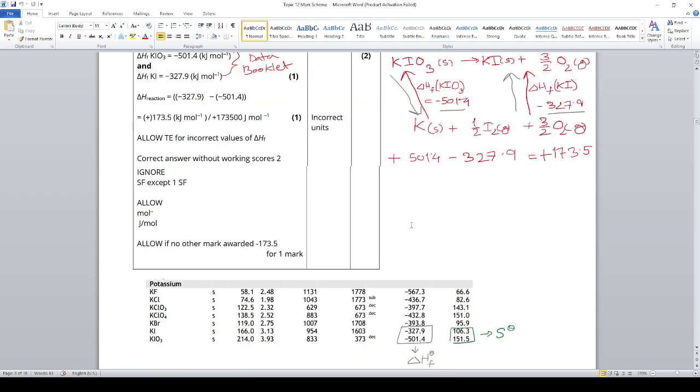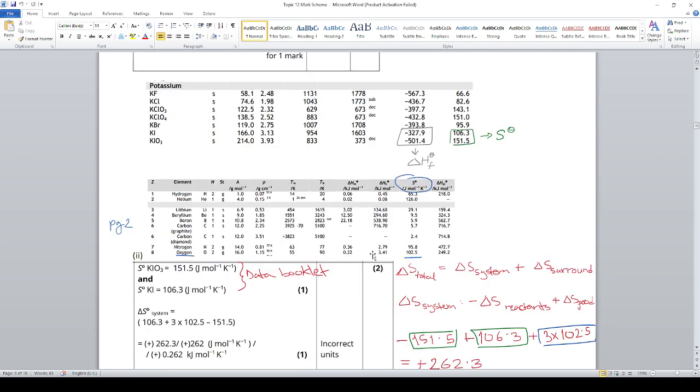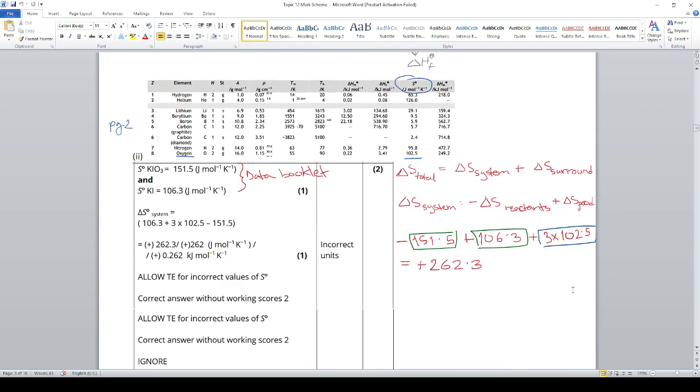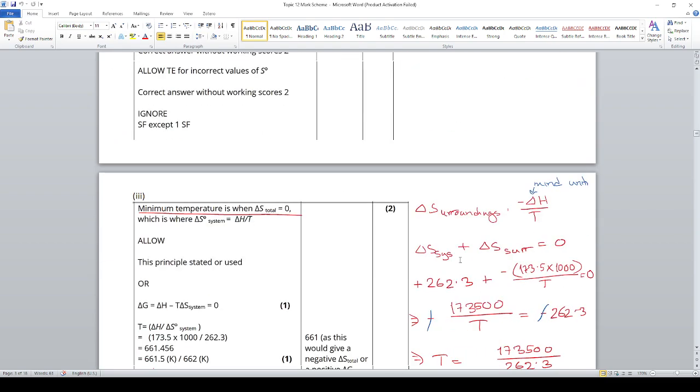And then oxygen is from the element section. So for oxygen, there's 3 of them, because each of these oxygen entropies is for a single lone oxygen atom. It is not for an oxygen molecule. We 3x that, and that gives us our oxygen number. And then put those numbers together in your calculator, and that's your system entropy.